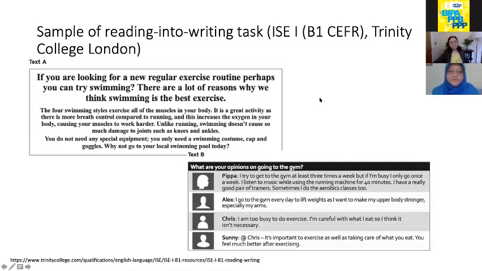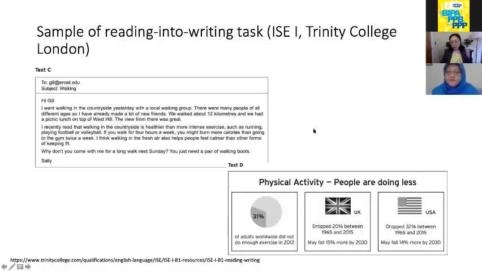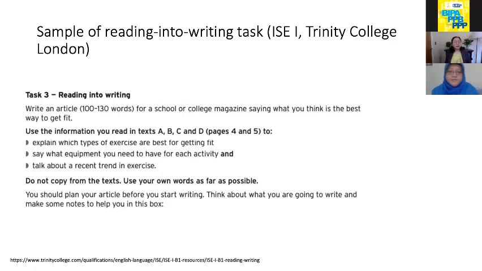Here I'll just tell you the topic. The topic is about exercise or getting fit. Text A is about swimming. Text B is about going to the gym. Text C is about the benefits of walking. And text D presents a bit of statistics, basically about the trend of physical activity. And here is the question: write an article, 100 to 130 words, for a school or college magazine saying what you think is the best way to get fit.